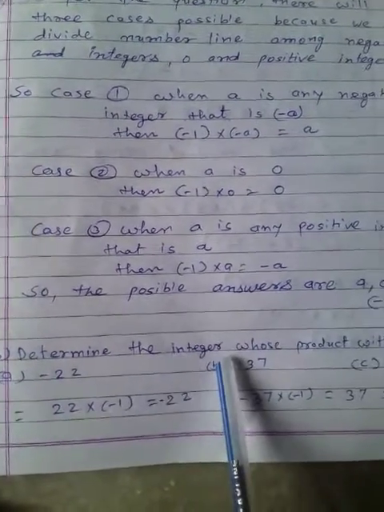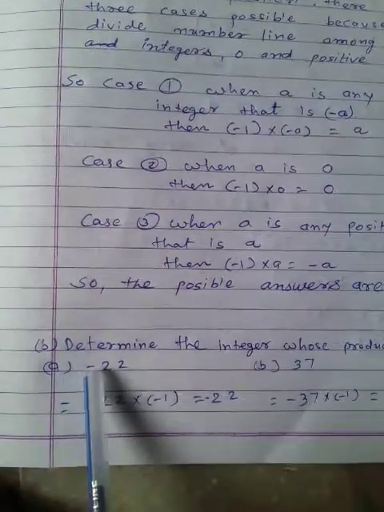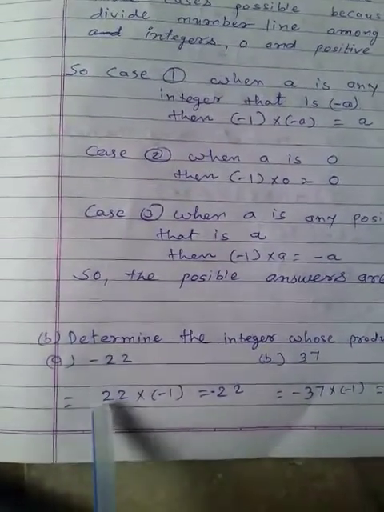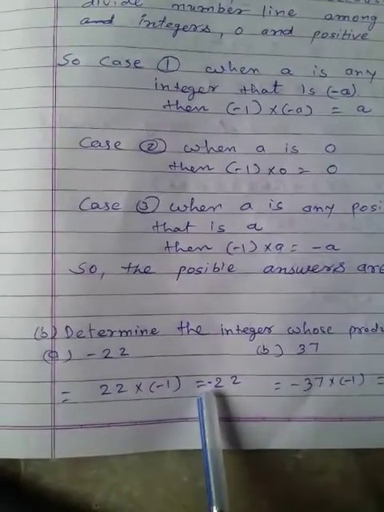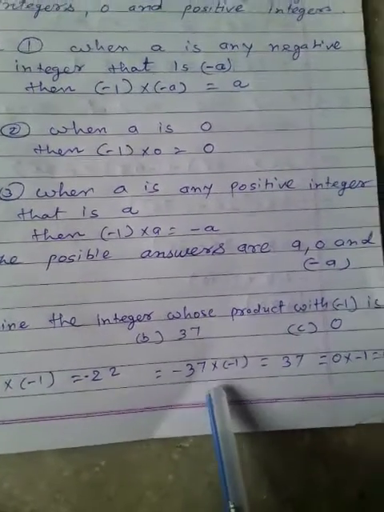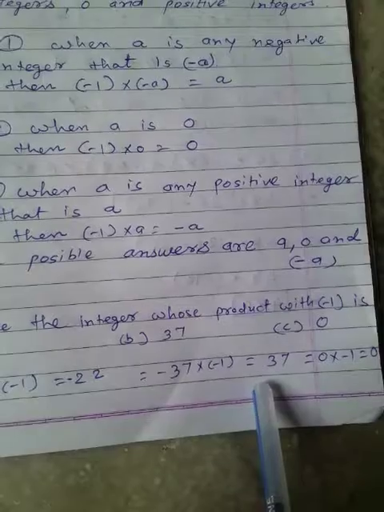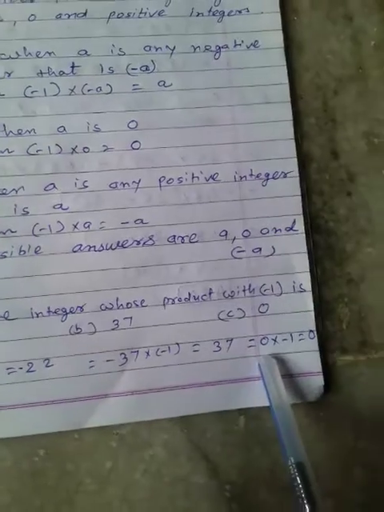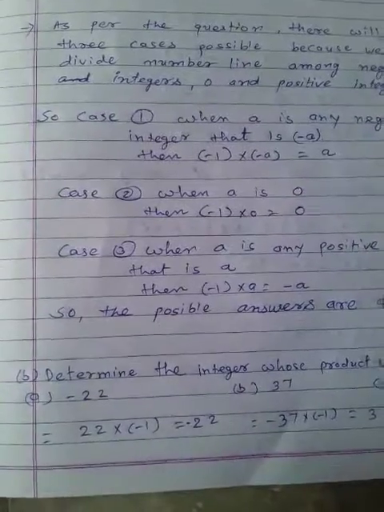Determine the integer whose product with minus 1 is, first A, minus 22. Which number do we multiply to get minus 22? Positive 22 multiplied by minus 1 is equal to minus 22. Second, 37: minus 37 multiplied by minus 1 is equal to 37, minus times minus is plus. Now 0: 0 multiplied by minus 1 is equal to 0. Understood both questions?